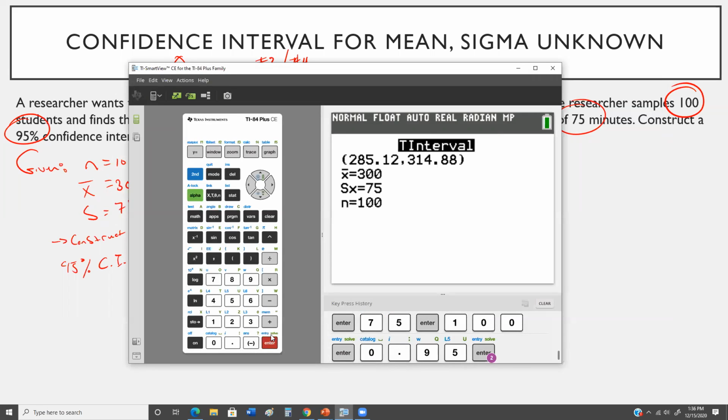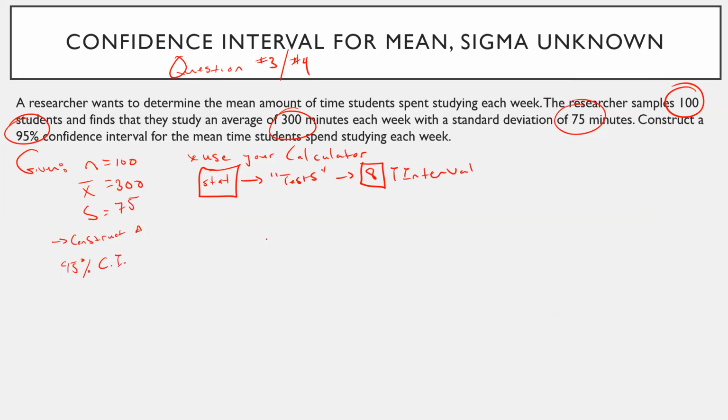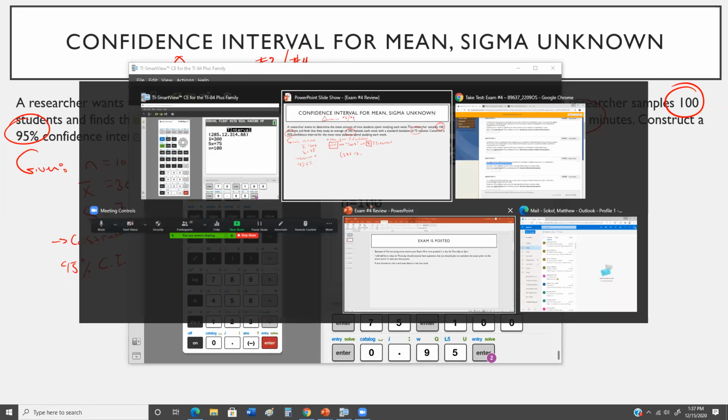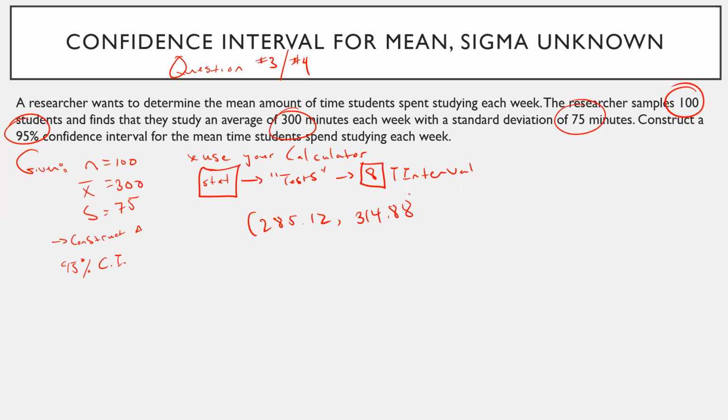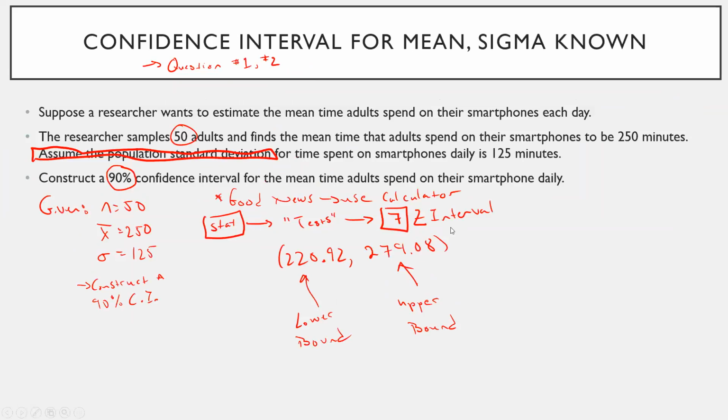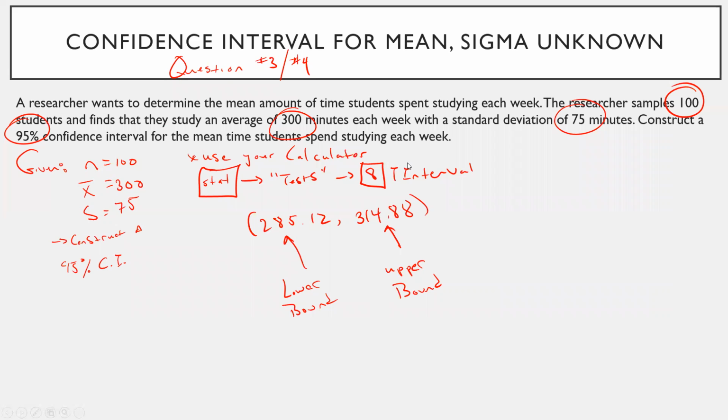And how many people see this on their screen? Or on their calculator? Okay. So there you go. So the lower bound is 285.12. And the upper bound is 314.80. Okay, so lower. And then this is your upper bound. Okay. So questions one and two, you're going to use the Z interval. Questions three and four, you're going to use the T interval. Okay.